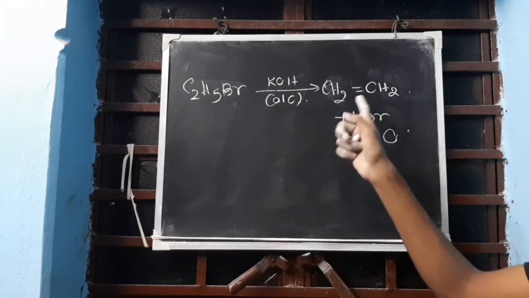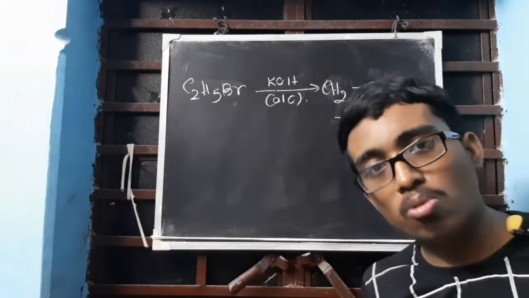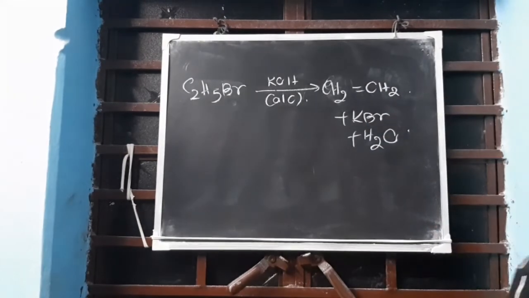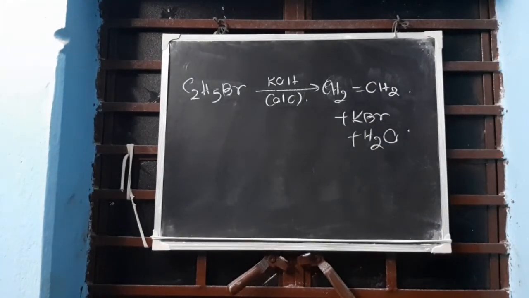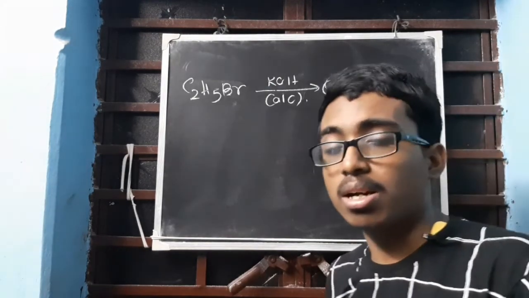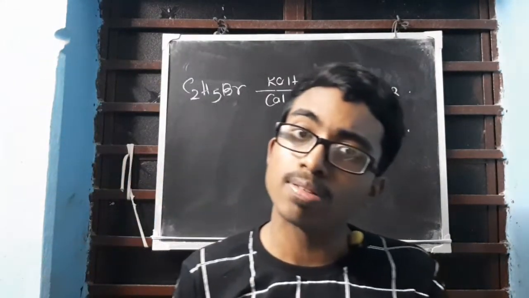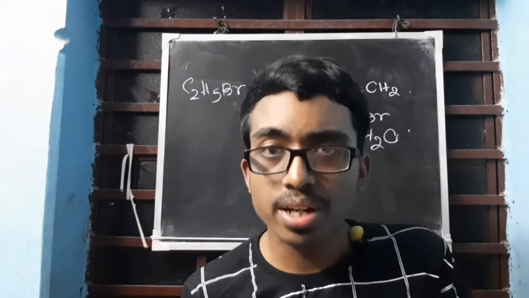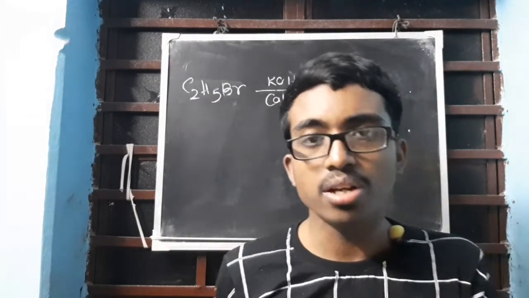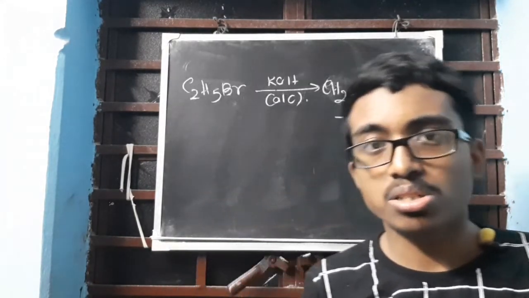This gas is collected by downward displacement of water. It's inflammable and it's insoluble in water. Same thing as before. So the first way of preparation was dehydration of ethyl alcohol, C2H5OH, in the presence of 170 degrees Celsius and concentrated sulfuric acid. We are getting ethene plus water.